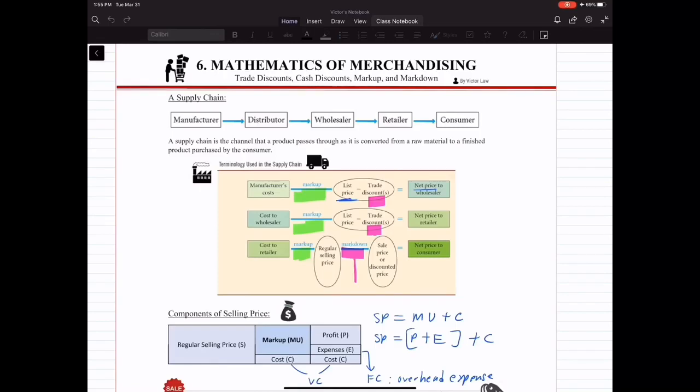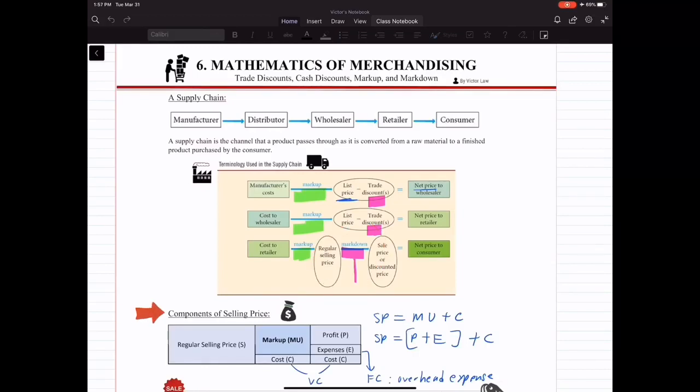So cost plus the markup will give you the listed price, and sometimes a discount is offered. So the list price minus the discount will give you the net price. At each stage, there's a markup, and the terminology for markup for all these three stages is the same. But when it comes to the discount, the terminology is different. From manufacturer to wholesaler and from wholesaler to retailer, the discount is called trade discount. And for retailer going to consumer, that discount is called markdown. So just different terminology for the discount.